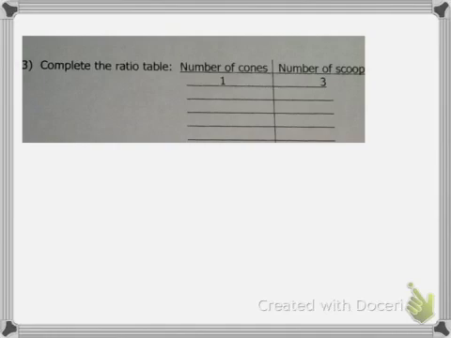Number 3, complete the ratio table. I hope I can write small enough here. So for the number of cones, I'm going to increase by 1 each time. So 1, 2, 3, 4, and 5. And for the number of scoops, we're going to increase by 6s. So 3, 6, 9, 12, 15. And there's our ratio table.